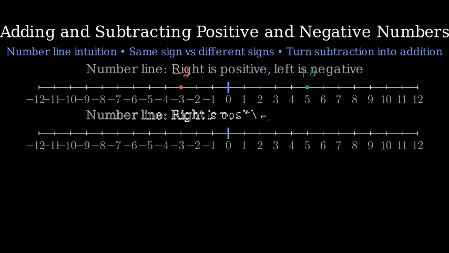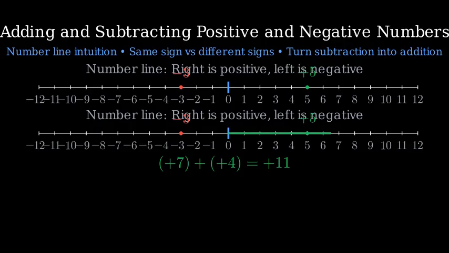Rule 1. When you add two numbers with the same sign, add their absolute values and keep their common sign. For example, +7 + 4 equals +11. Let us walk that on the number line. Start at 0, move 7 to the right, then 4 more to the right, and you land at +11.